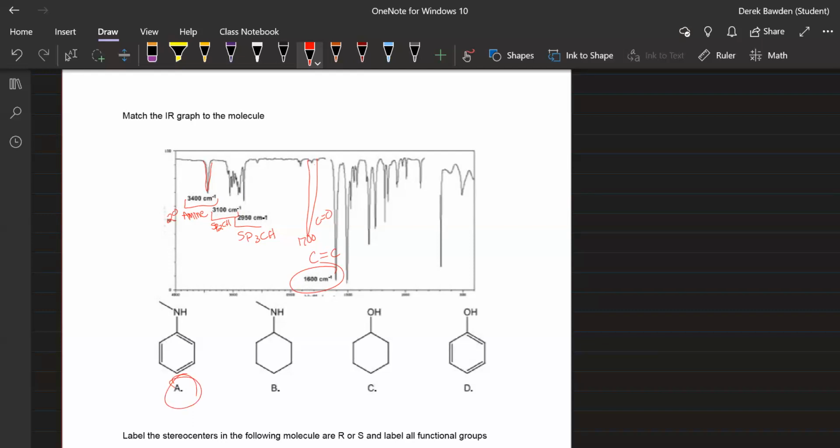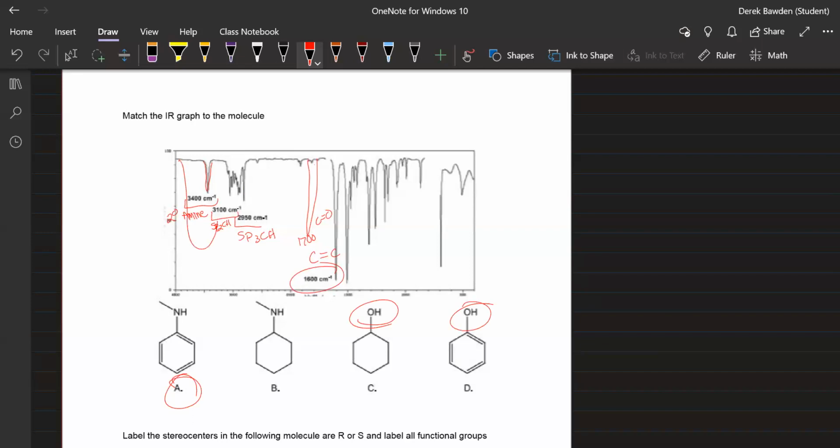Why can we eliminate C and D immediately? Because there's no nitrogen in them. Yep, no amine, no nitrogen. What else? There's a very unique property that C and D have. Oh, they don't have that big, that like longer peak, I guess, more like a curved thing. Yeah.